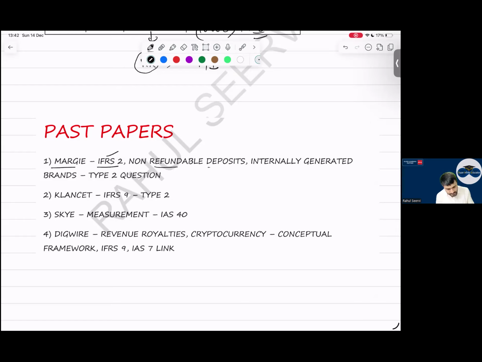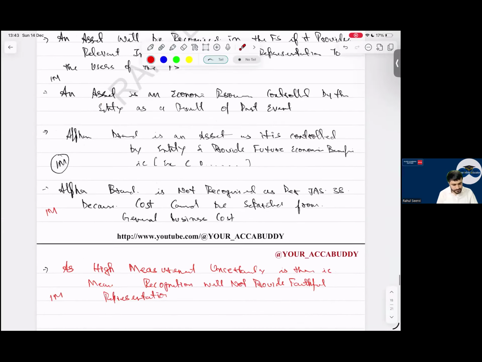Then non-refundable deposit, internally generated brand. We have done this question. IFRS 9 type 2 question, again it's a measurement question, and this also is a very good question. See, cryptocurrency conceptual framework, already we have done this. This is also a very good question which you'll understand once we do it in a regular class. We'll take the topic royalty accounting, so you'll understand the same question. So with this your conceptual framework is done.